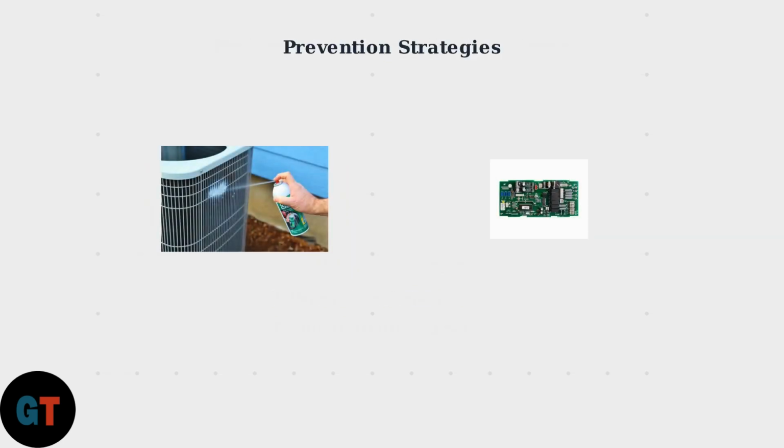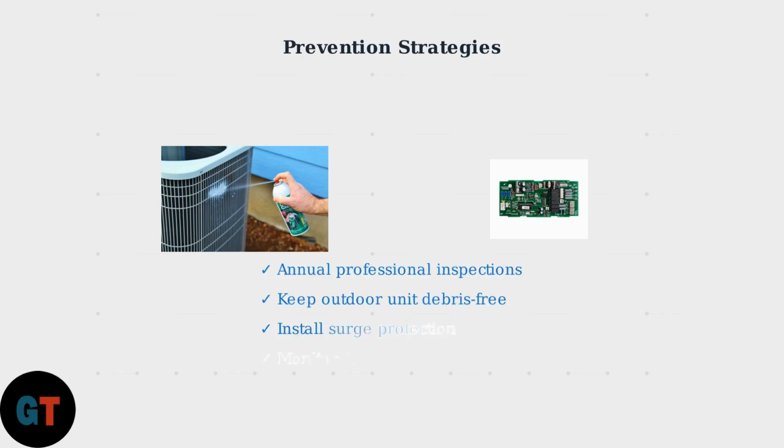Prevention is always better than repair. Regular maintenance is your first line of defense against E1 errors. This includes annual professional inspections and keeping your outdoor unit clean and debris-free. Key prevention measures include scheduling annual professional inspections, keeping the outdoor unit clear of debris and vegetation, and most importantly, installing surge protectors to prevent electrical damage to sensitive control boards.